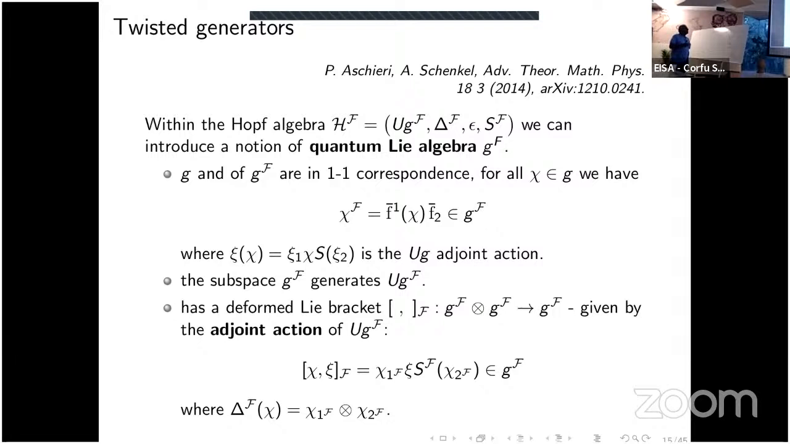And then when we introduce the deformed generators, we can consider the subspace, which also generates the universal enveloping algebra. And then we can introduce the deformed commutator, but now we use the deformed antipode and the deformed coproduct, keeping the Sweedler notation. Now the coproduct is deformed by the twist.